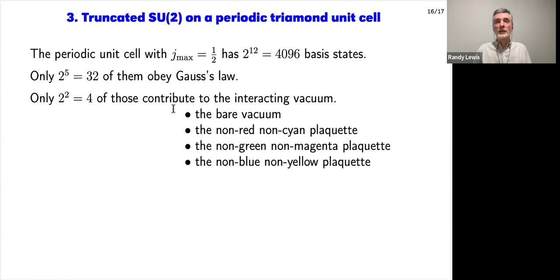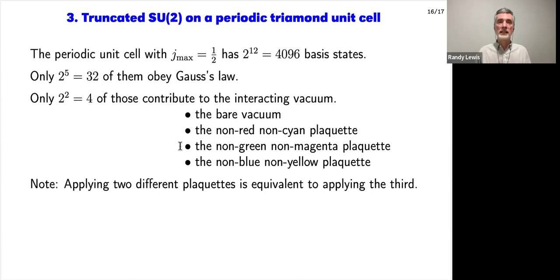4 is a very small number, so I can just write them down. It's the bare vacuum, where everybody's set to J equals 0. It's the single non-red, non-cyan plaquette, or this plaquette or that plaquette. And that's it. If you, for example, start with the bare vacuum, you apply the first plaquette, and then to that answer, you apply the second plaquette. It's equivalent to applying the third plaquette. You don't get a new state. And so this explains why, with just 4 states, we could have essentially a 2-qubit circuit and see the result.